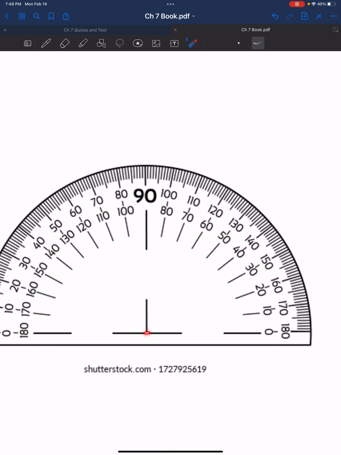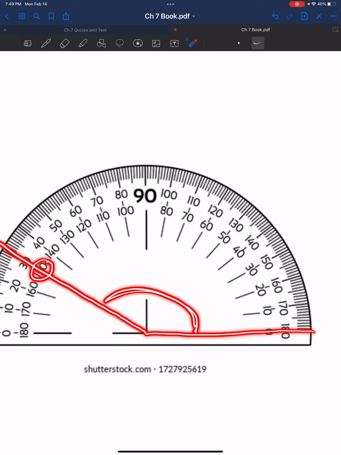So for example, if my angle opened like this, I would say that was 50 degrees, right? Or even like, let's say it opened like this and it goes to here. That's 150 degrees, right? And it makes sense. It's obtuse. It should be more than 90.